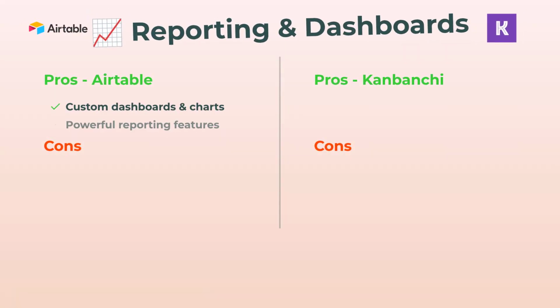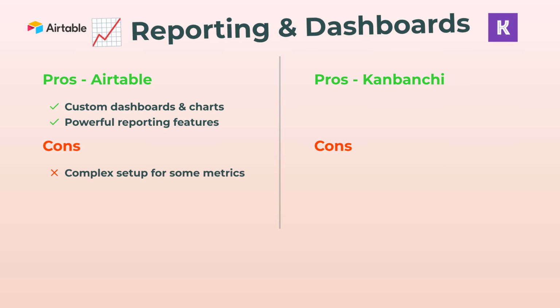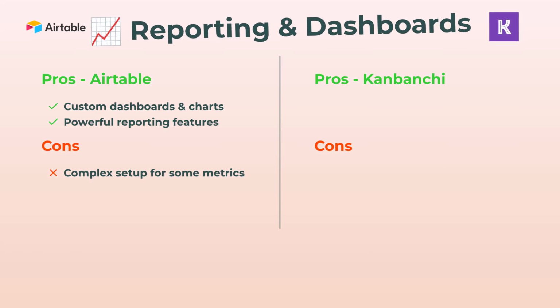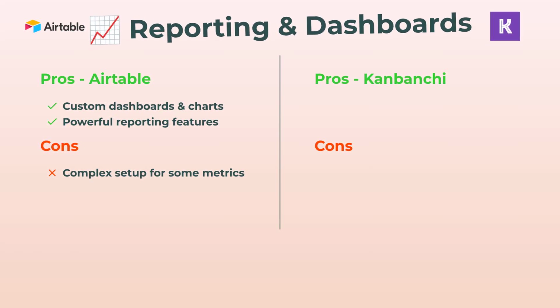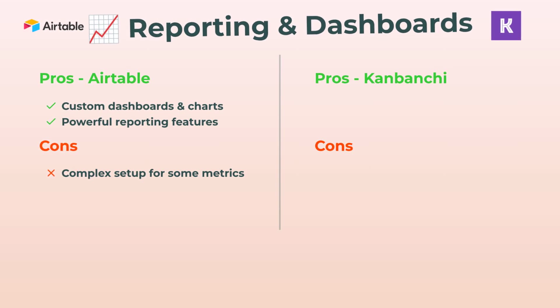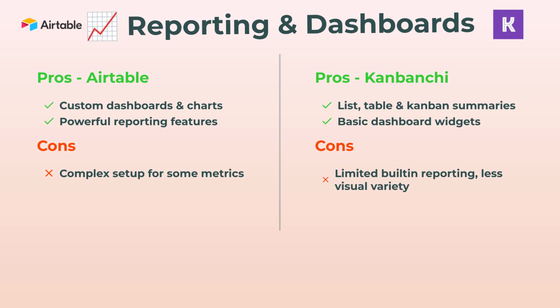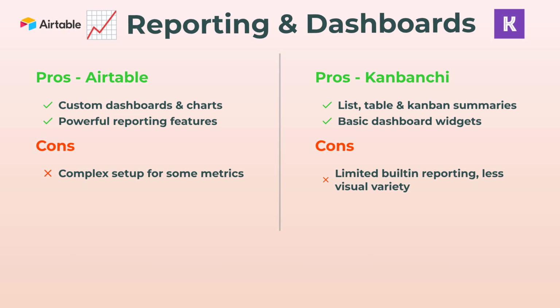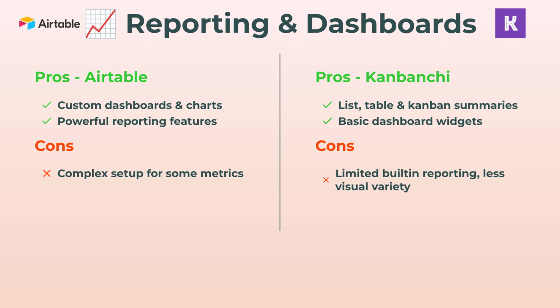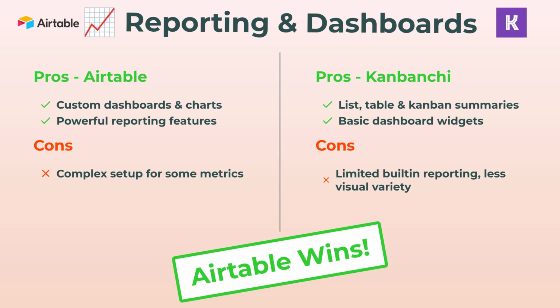Reporting and dashboards. Airtable is definitely the show-off here. You can build your own custom dashboards, track all sorts of crazy metrics, make charts that look awesome, but yeah, that level of customization can take some effort to set up. Kanbanchi sticks to the basics, list summaries, a couple of widgets, doesn't go wild on the graphs, so if you want to impress your boss with fancy visuals, Airtable is the clear winner.